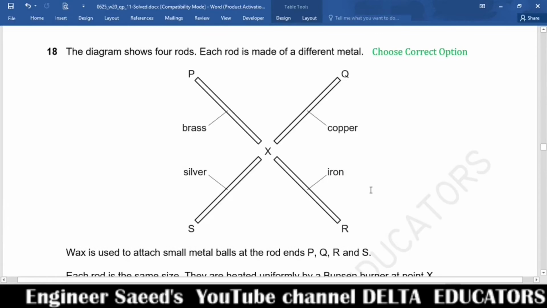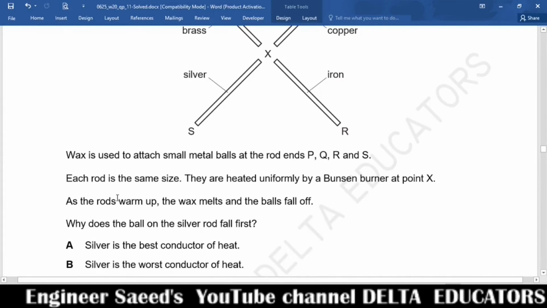Question number 18. The diagram shows 4 rods. Each rod is made of a different metal. Here we have 4 rods, one of brass, second of copper, third of silver and fourth of iron. Wax is used to attach the small metal balls at the end of P, Q, R and S. Each rod is the same size.